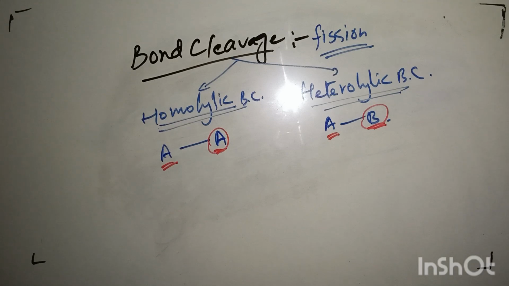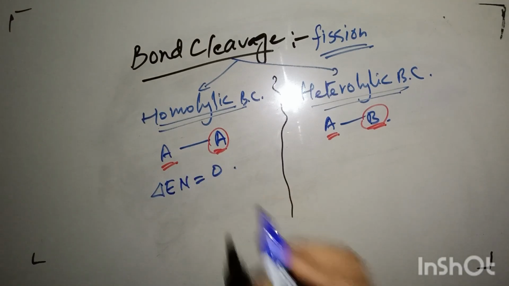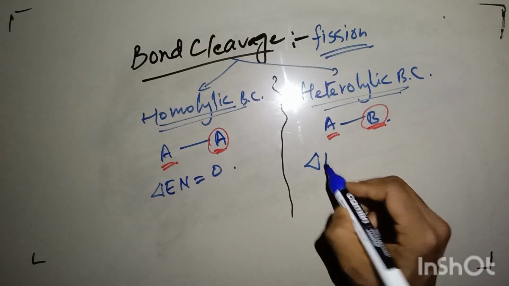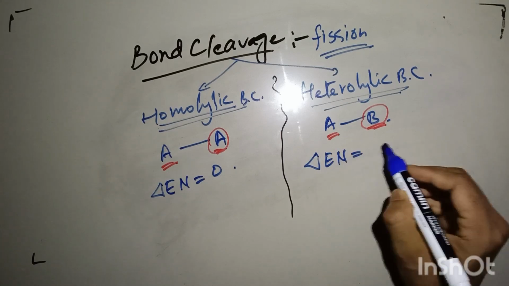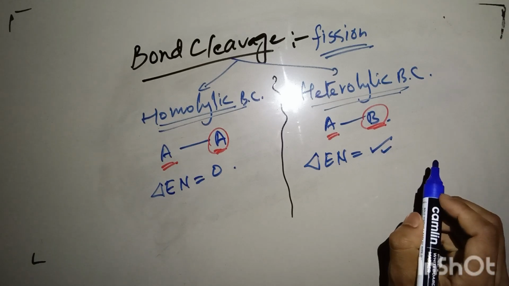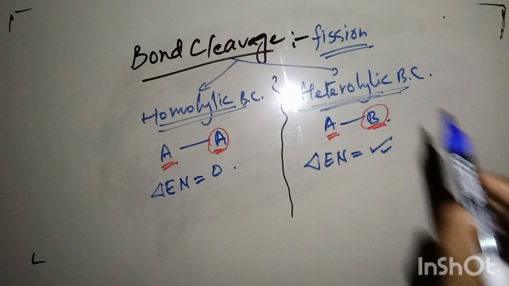So the most important point to remember is that homolytic cleavage takes place between two atoms having the same electronegativity, or the electronegativity difference between the two atoms will be 0. And heterolytic bond cleavage will take place where there is an electronegativity difference. The presence of electronegativity difference is important for heterolytic bond cleavage.